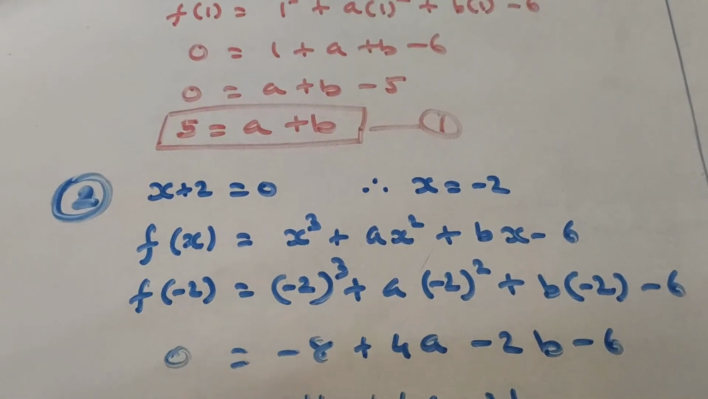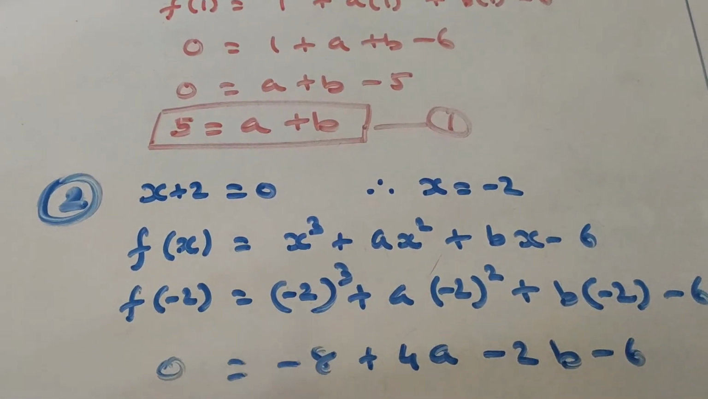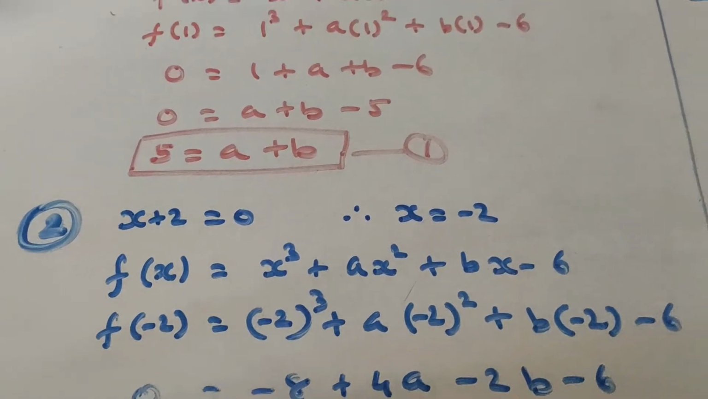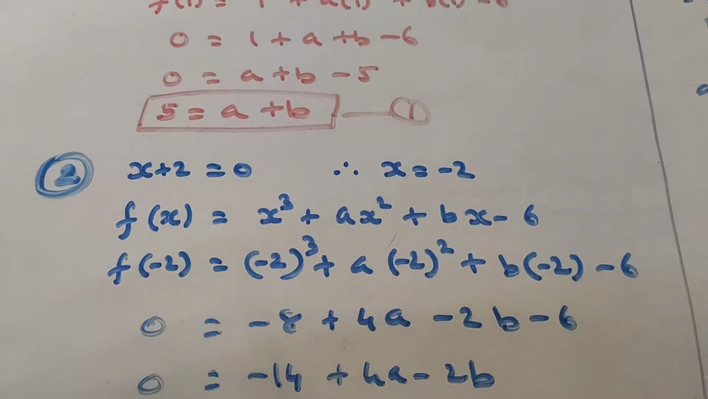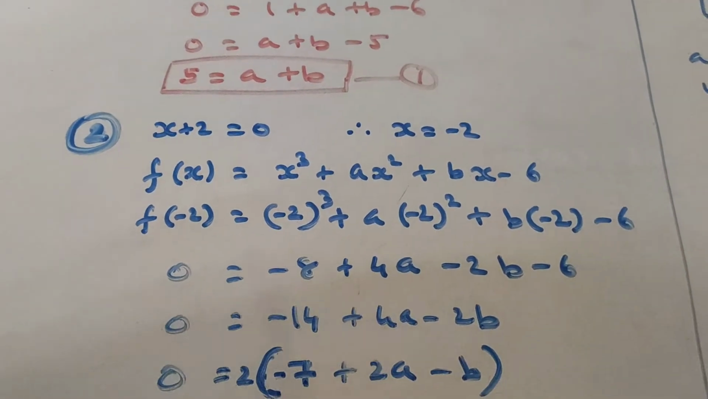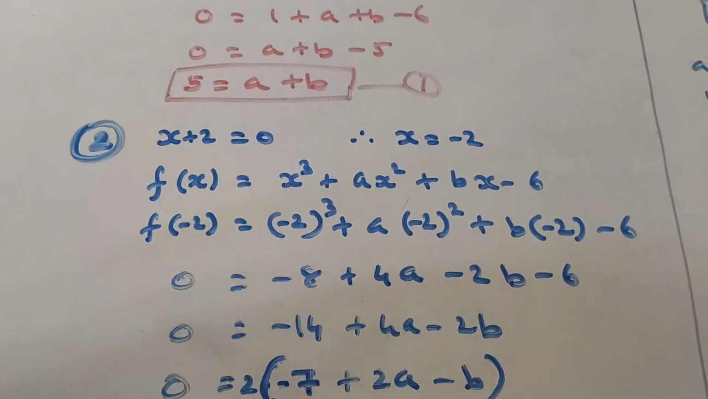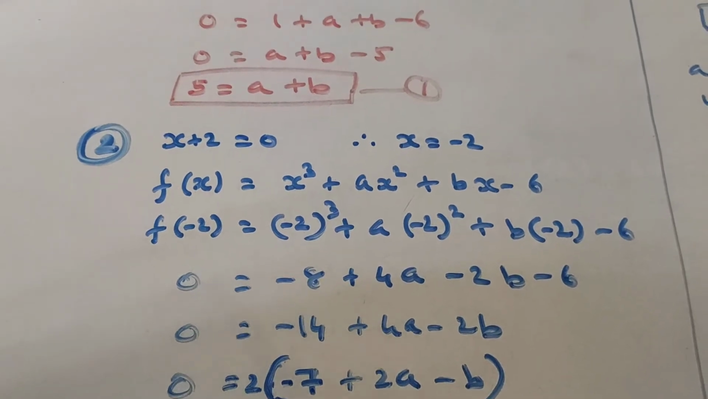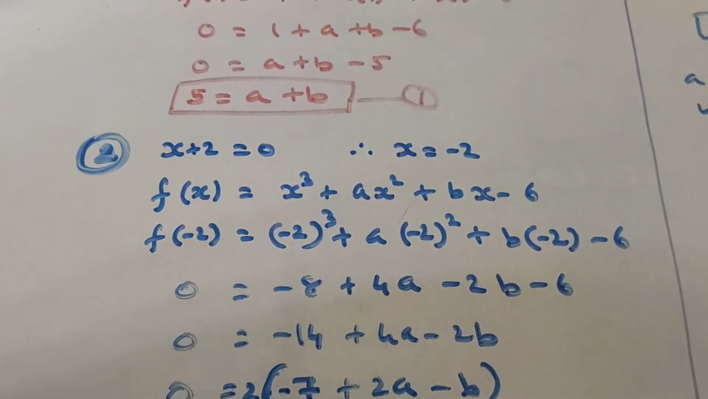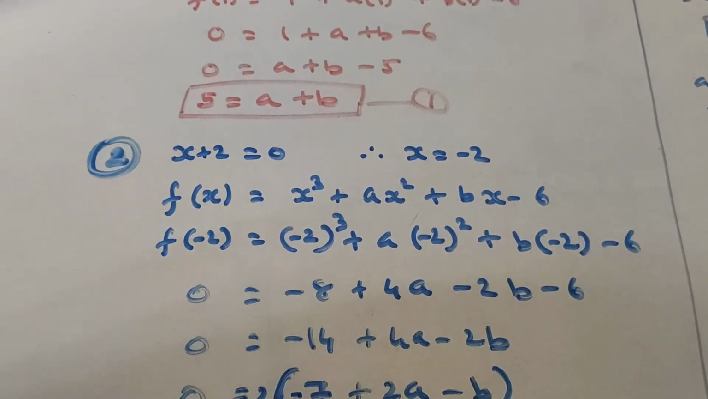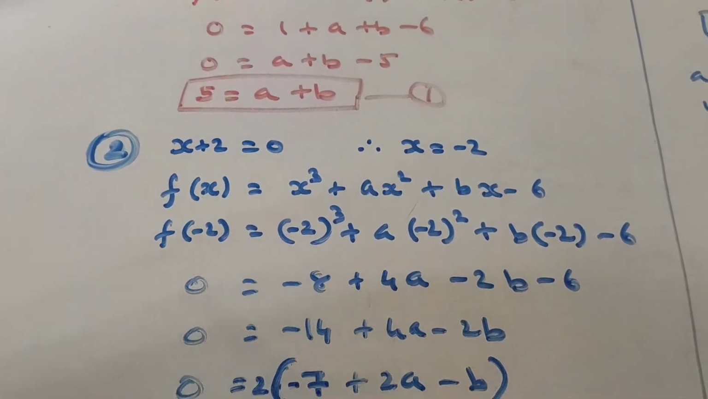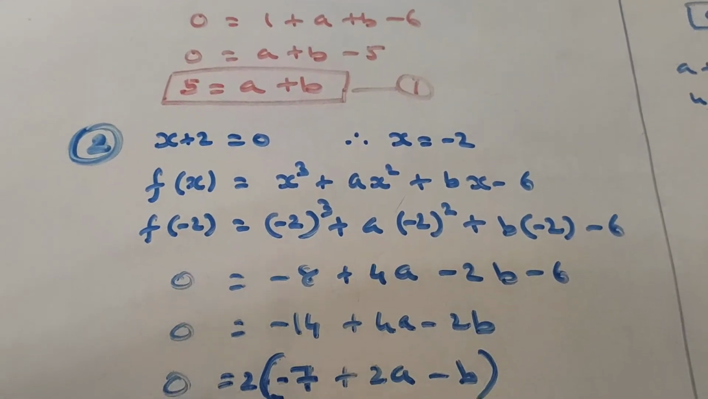f(x) is equal to x cube plus ax square plus bx minus 6. f(minus 2) is equal to minus 2 cube plus a times minus 2 square plus b times minus 2 minus 6. So 0 is equal to minus 8 plus 4a minus 2b minus 6. This is case 2, because here we are taking x plus 2 equal to 0 and x becomes minus 2. Placing the value of x as minus 2, we get minus 14 plus 4a minus 2b.